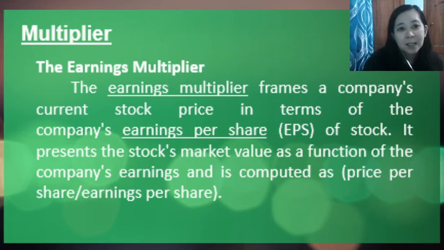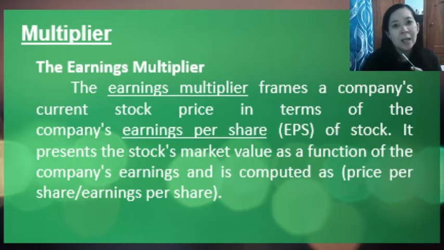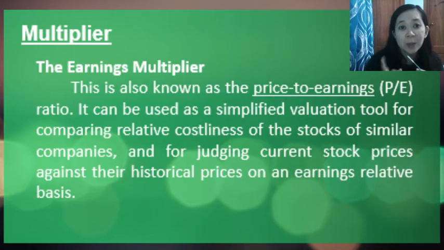So it presents the stock's market value as a function of the company's earnings, and is computed as price per share divided by earnings per share. This is also known as the price to earnings ratio. It can be used as a simplified valuation tool for comparing the relative costliness of the stocks of similar companies, and for judging the current stock prices against their historical prices on an earnings relative basis.